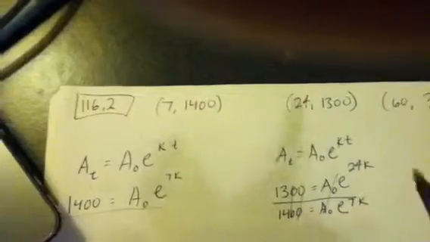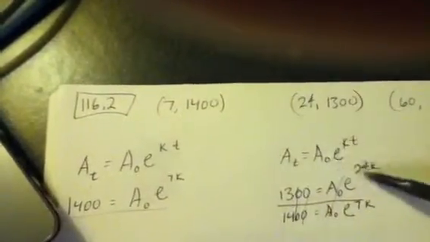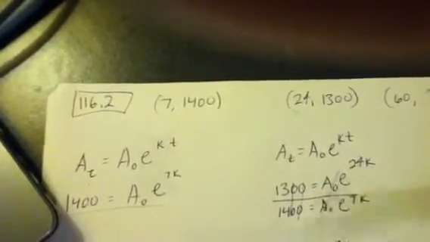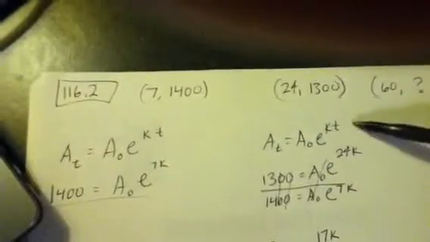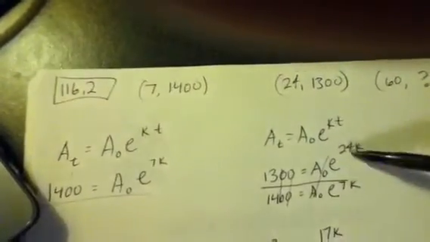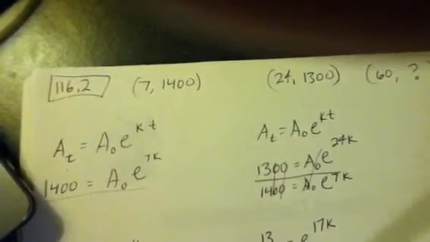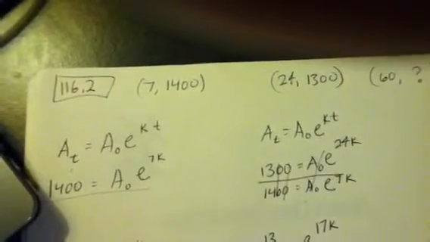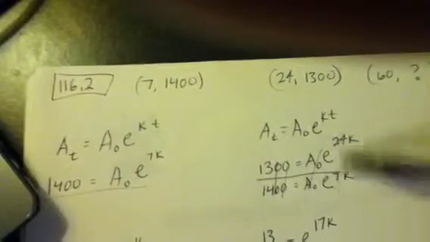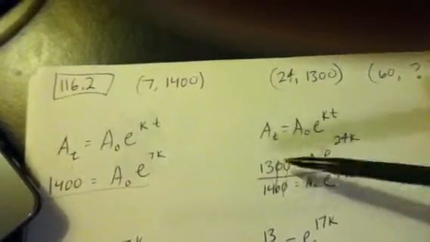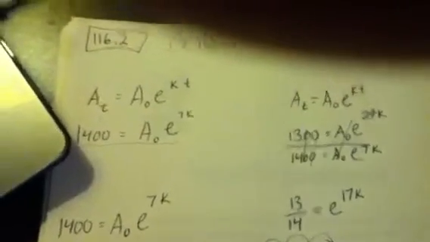So why do I like to do that? Because it makes a sub 0 cancel out. And then the e's are really easy to deal with, because they're the same base. So you just go 24 minus 7. Because it's the law of exponents right there. And then this thing just turns into 13 over 14. So I've gotten away from writing the decimals out anymore.